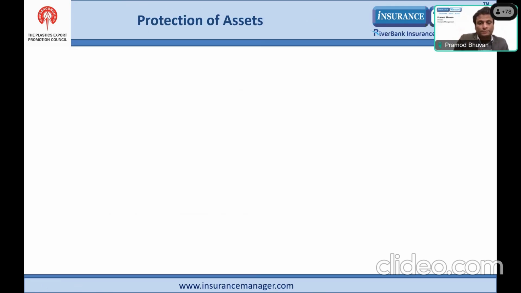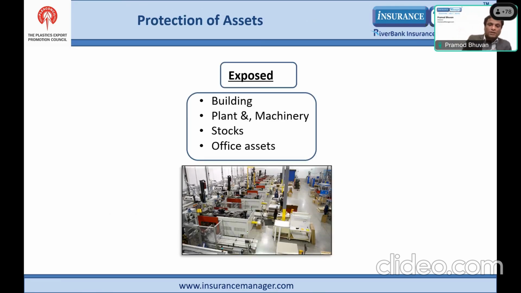Next slide. So here, as I told you, what are the risks which are exposed to? Of course, the building, plant and machinery, the office assets and stocks, because these are high value items which are running round the clock, and especially in plastic related industries where there is hazard because it's a petrochemical product with high BTU, which is British Thermal Unit, which we use to identify what is the probability of fire or other related losses.